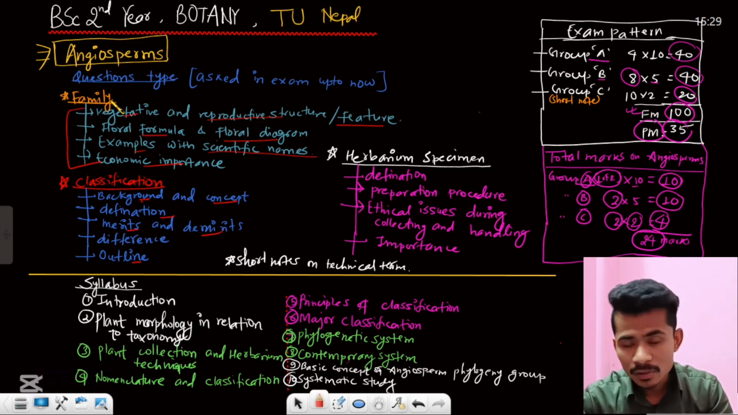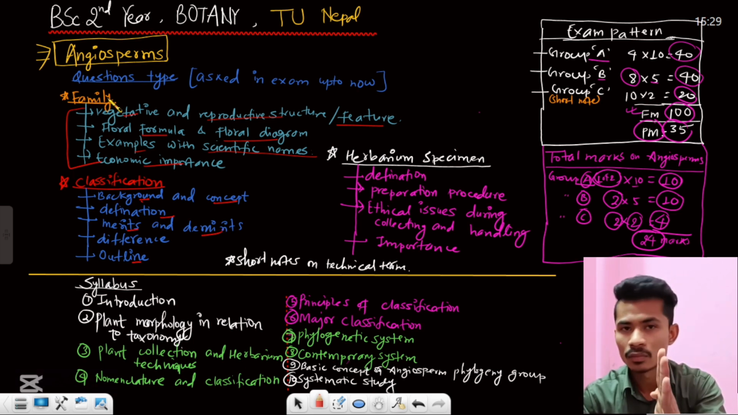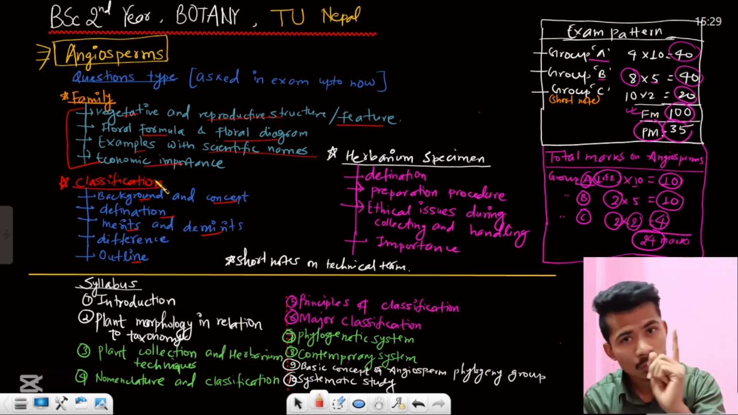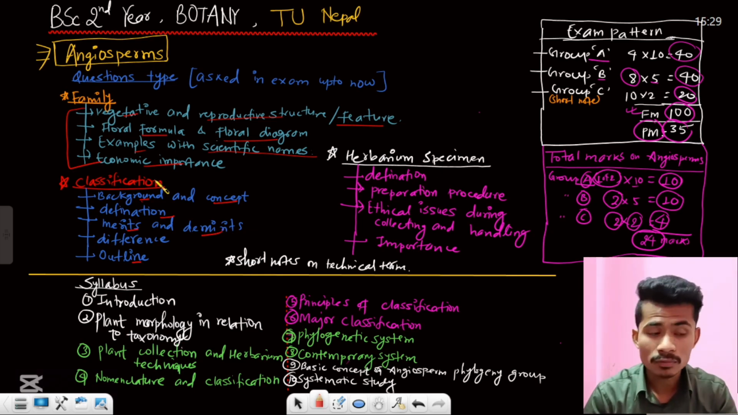In family, one question of 10 marks comes. And in classification, one question of 10 marks and another question of 5 marks.